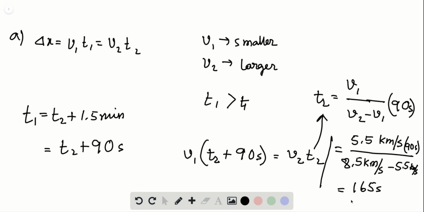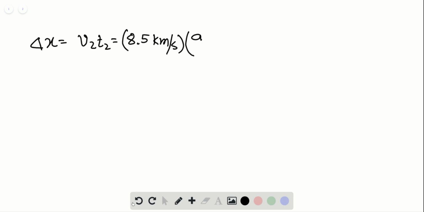So that means if we know the time, we can easily figure out delta x. So delta x will be equal to v2 times t2, which is 8.5 kilometers per second times the time, which is 165 seconds. So that equals 1400 kilometers.